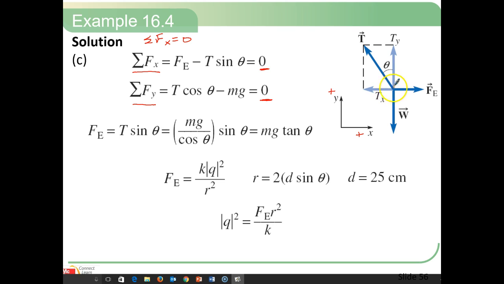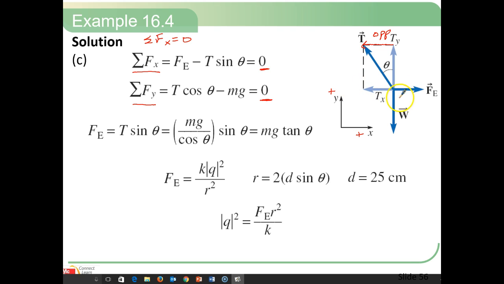So this line right here, the Tx, is the same as the top of the triangle here. So I've got a triangle. This would be the opposite side. And if it's opposite, it's got to be sine. So this is going to be T times the sine of the angle.